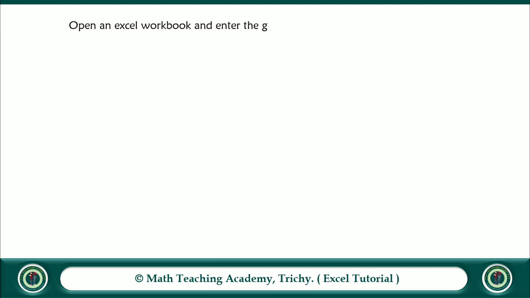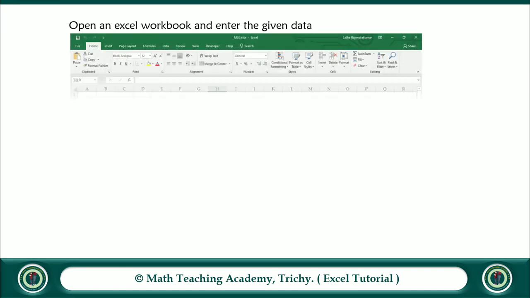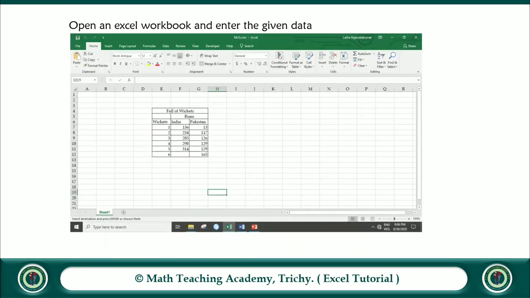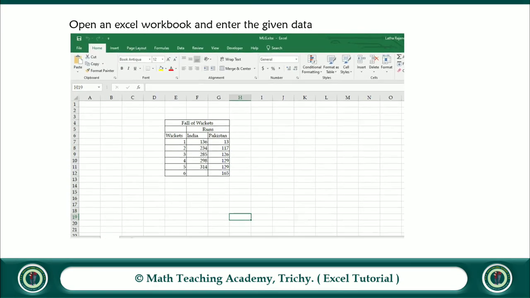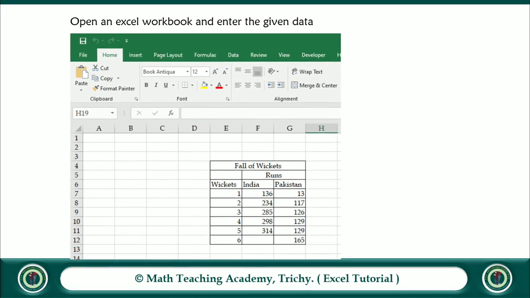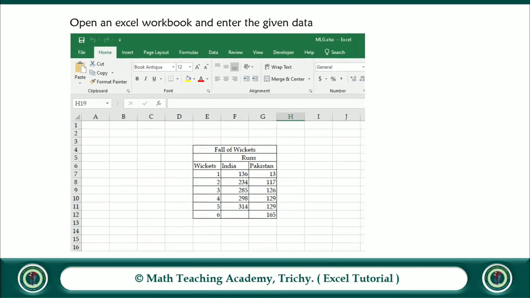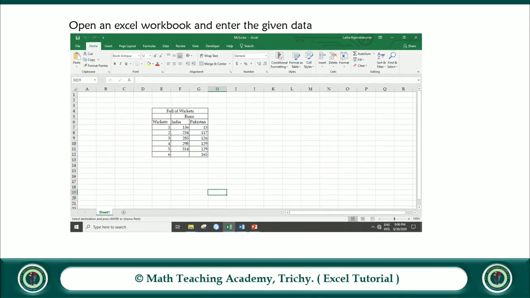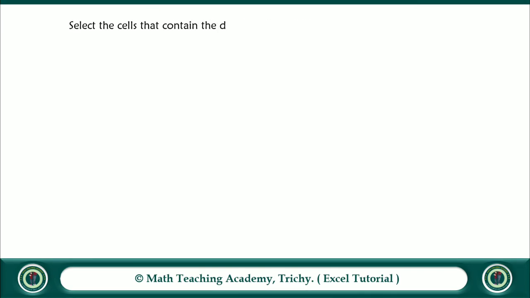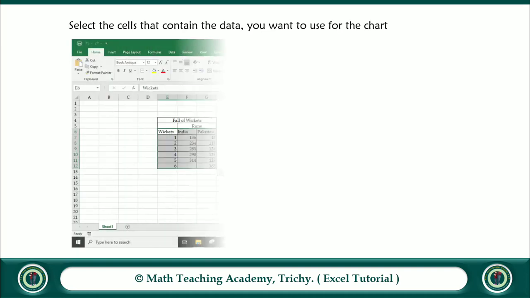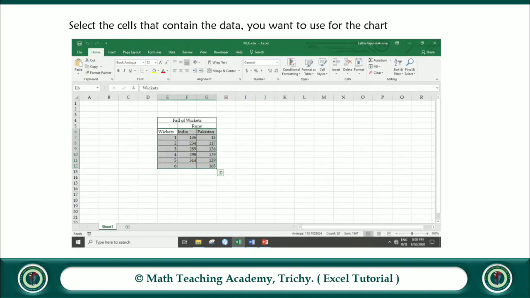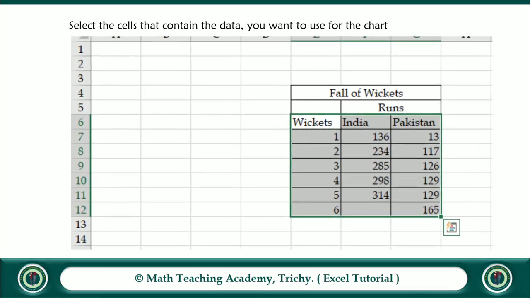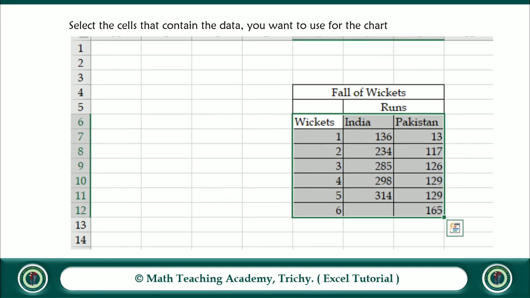So this is the first step. Open an Excel workbook and enter the given data. So this is the Excel workbook. Here we have entered the data. So this is the data we have entered for creating a multiple line graph. And then select the cells that contain the data you want to use for the chart. So here we have selected the data. So this is the data we have selected for creating a multiple line graph.